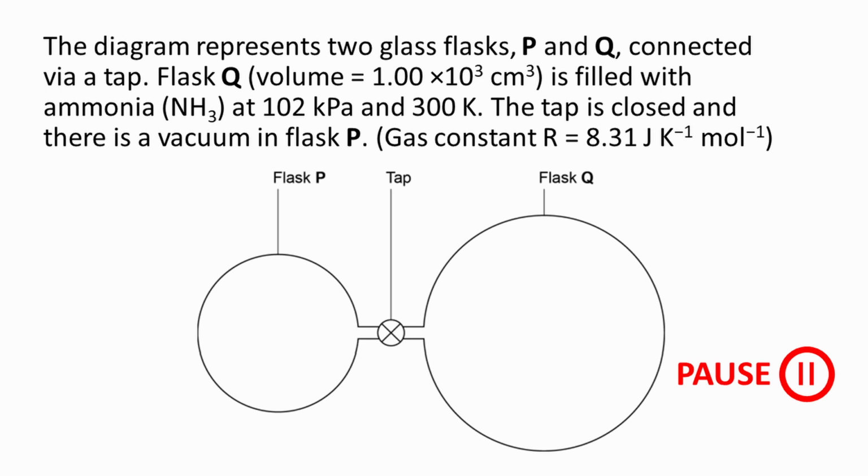This is the information given at the beginning of the question. The diagram represents two glass flasks, P and Q, connected via a tap. Flask Q has a volume of 1.00 times 10 to the 3 centimeters cubed, is filled with ammonia, NH3, at 102 kilopascals and 300 Kelvin. The tap is closed and there is a vacuum in flask P. The gas constant R is equal to 8.31 joules per Kelvin per mole.